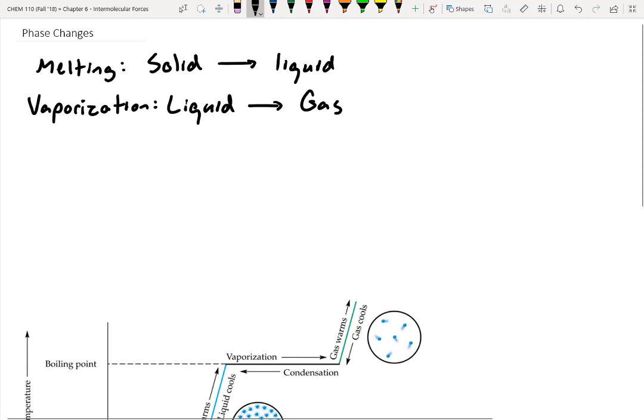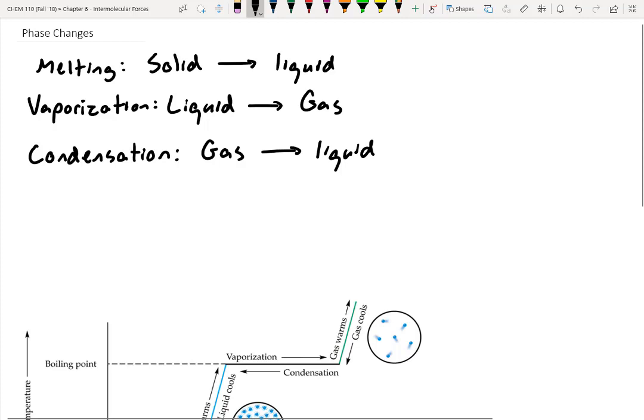The next one is the opposite. This is condensation. That's where you go from a gas to a liquid. A good example of this would be walking through the grass in the morning. It's very dewy out. That's because a lot of the humid air has condensed on the cold grass.